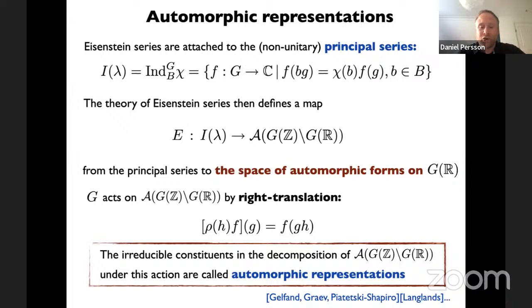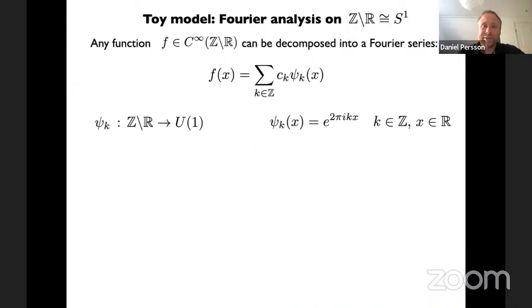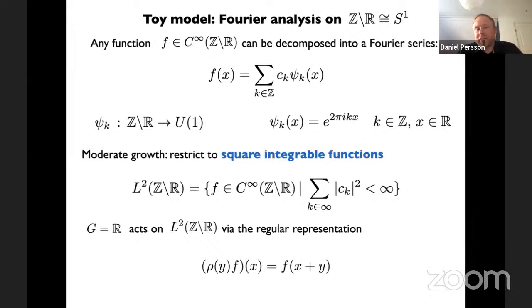I want to give one toy model here that I find useful. We can think of Fourier analysis on the circle, just to have an idea of where we're going. So if we look at functions like this, of course you have a periodicity, so you can decompose functions like this into Fourier modes, where Fourier modes are like functions from R mod Z into U1. So you can just realize them as e to the 2 pi i k x, where k is an integer, x is a real number. And if we look now, this is like the automorphic condition. And I said also we should have some kind of growth condition. We can do that by restricting to square integrable functions. So we add this condition.